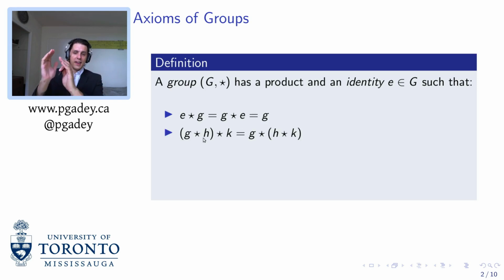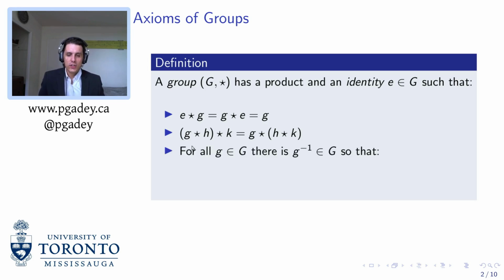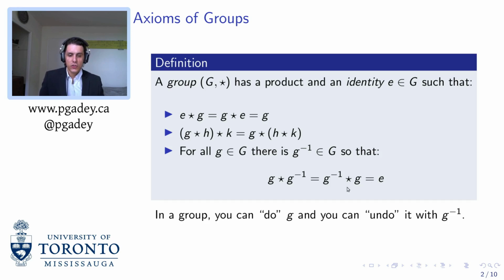Given one order of multiplication, we can move those brackets around and still get the same product inside our group. And for every element of our group G, there's going to be an element G inverse, which undoes the element G. So when we multiply G times G inverse, that will produce the identity. So the idea here is that inside a group, you can do G, and you can also undo it with G inverse.